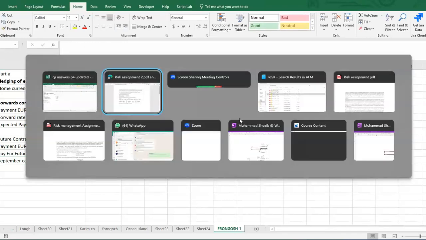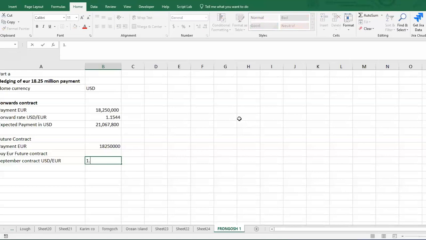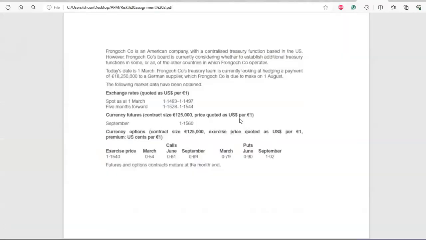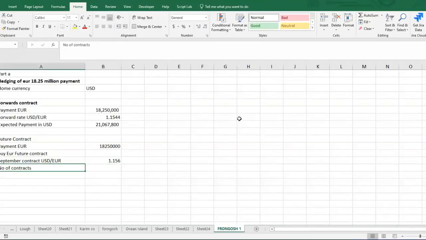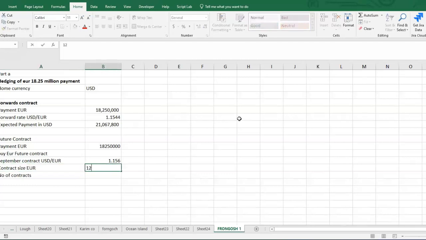So what is the rate? 1.1560. Number of contracts. Okay, first of all, write contract size. Euros, 125,000 euros. Contract size. These are in euros. So divide by this. 146. Exact rounding off. Right?